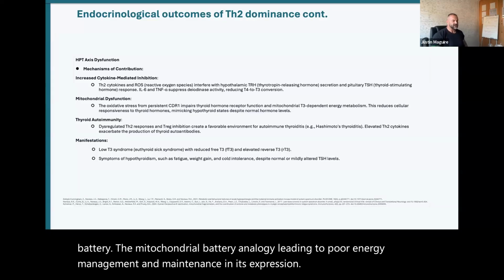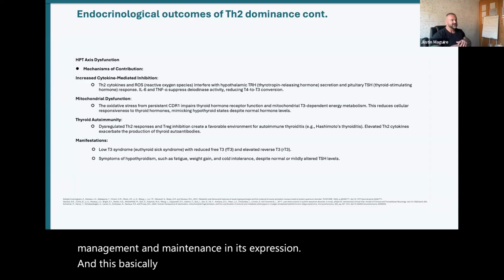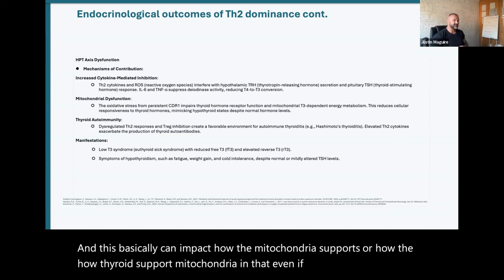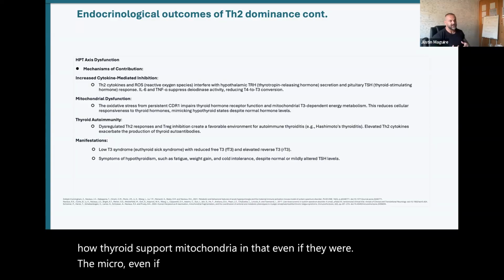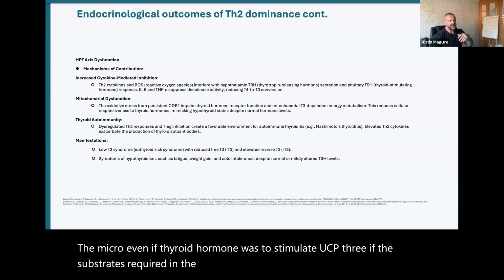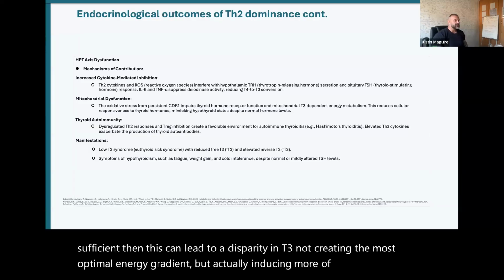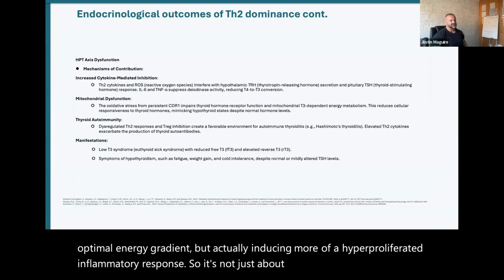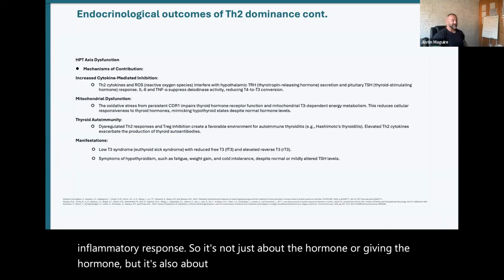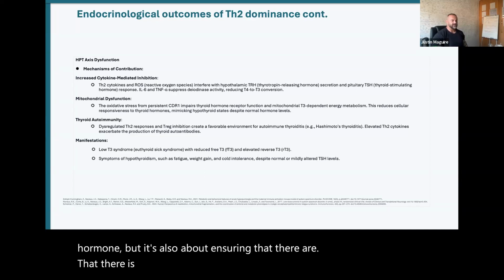And basically it can impact how the thyroid supports the mitochondria, in that even if thyroid hormone were to stimulate UCP3, if the substrates required in the precursor phases of oxidative phosphorylation aren't sufficient, then this can lead to a disparity in T3, not creating the most optimal energy gradient, but actually inducing more of a hyperproliferated inflammatory response. So it's not just about the hormone or giving the hormone, but it's also about ensuring that there is enough of a balance of nutrient profiling to support the enzymatic reactions that T3 may amplify on a cellular level.